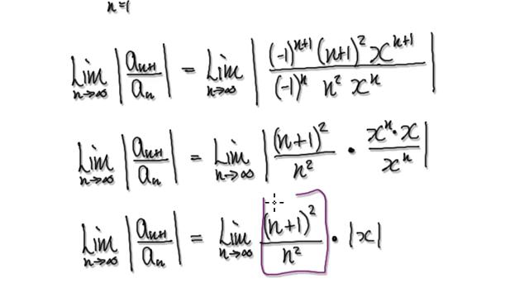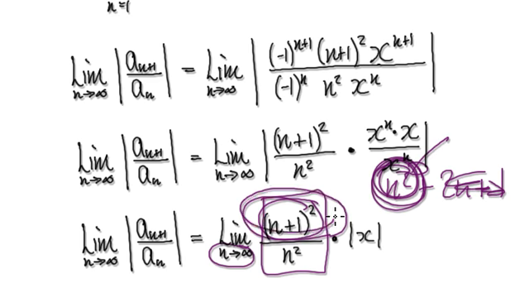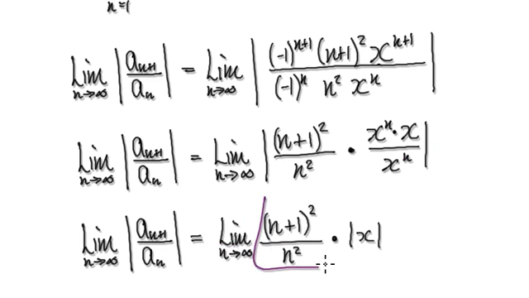But if you look at this, as n tends to infinity, if you multiply this out, it would be n squared plus 2n plus 1. We don't care about this. The highest term is this. So as n tends to infinity, you've got n squared in the numerator and n squared in the denominator. So the limit here will be 1.